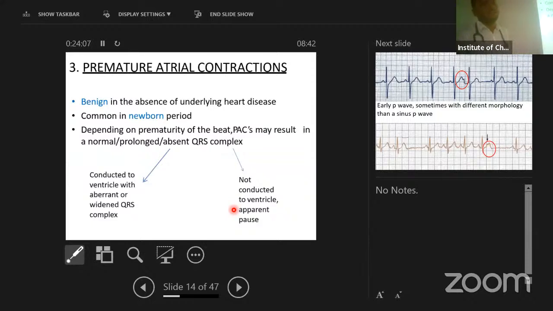And premature atrial contraction. It is benign in the absence of any heart disease, most commonly seen in the newborn. It depends on the prematurity of the beats. Premature atrial contraction may result in a normal or prolonged conduction to the ventricle through the aberrant pathway, or an absent QRS complex, where the impulse is not conducted to the ventricle.